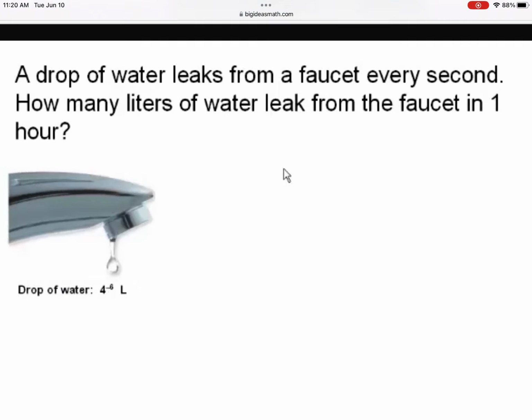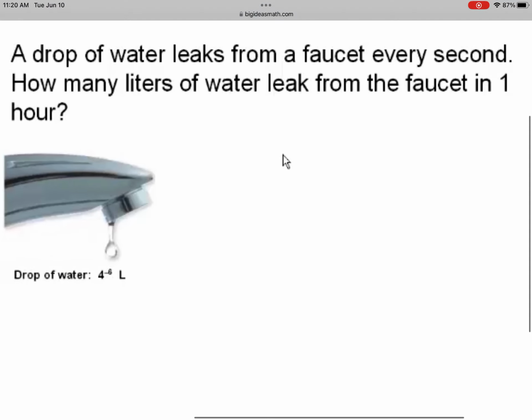A drop of water leaks from a faucet every second. How many liters of water leak from the faucet in 1 hour? In this problem, we are told that 1 drop of water falls every second. This is a rate. In the picture, it tells us that a drop of water is 4 to the negative 6 liters. So the rate is a drop of water, or 4 to the negative 6 liters, every second, which is the same as per second.